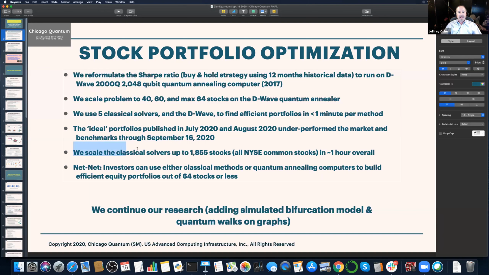We then scaled the classical solvers to 1,855 stocks. So that is all New York Stock Exchange common stocks that are not test stocks and that don't have accounting irregularities. The next step is 3,200 stocks, which is the full NASDAQ plus New York Stock Exchange common stocks. Once we hit 3,200, we feel like we've got a good group of stocks that we can look at, which is all the big ones in the US. And net-net, what we found in our last paper is that investors can use either classical methods or quantum annealing computers to build efficient equity portfolios.